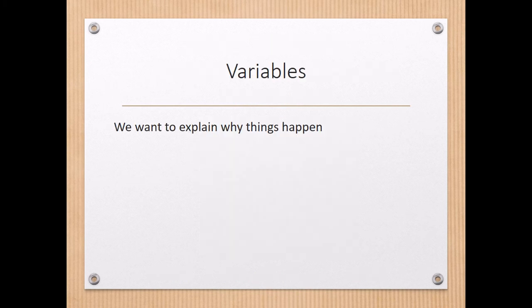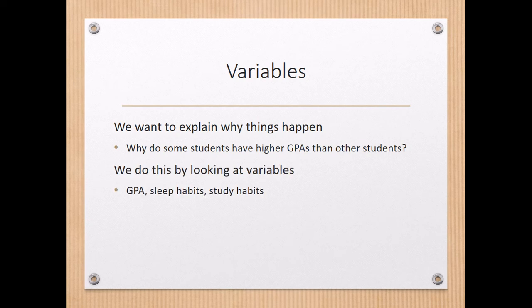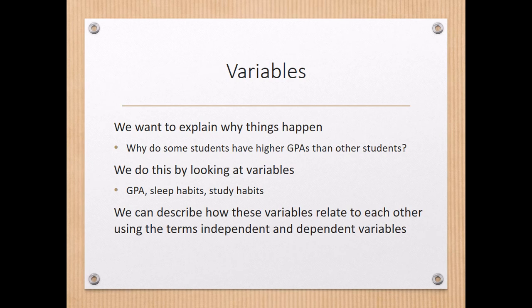We look at variables because we want to explain why things happen. For example, we might want to know why some students have higher GPAs than other students. We might do this by looking at some variables, or things that vary within individuals, such as GPA, sleep habits, and study habits. We can describe how these variables relate to each other using the terms independent and dependent variables.